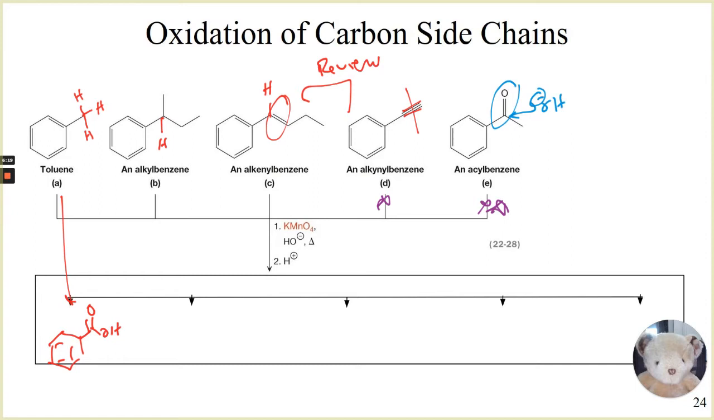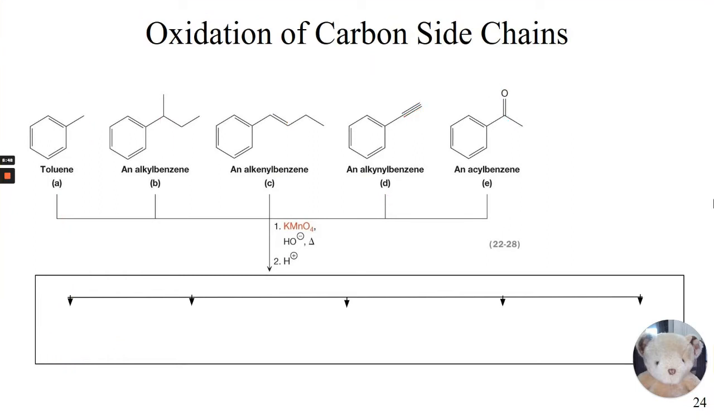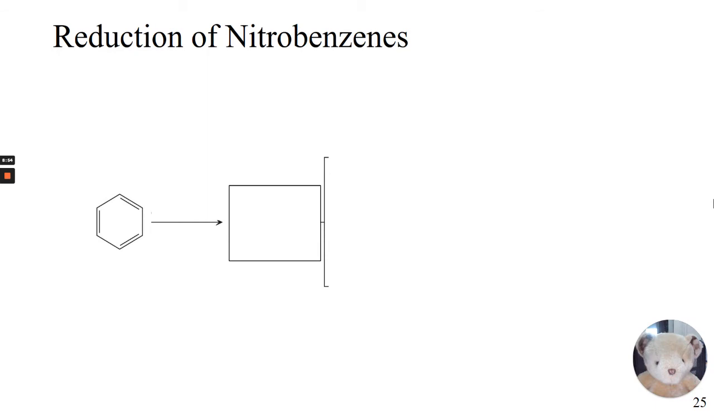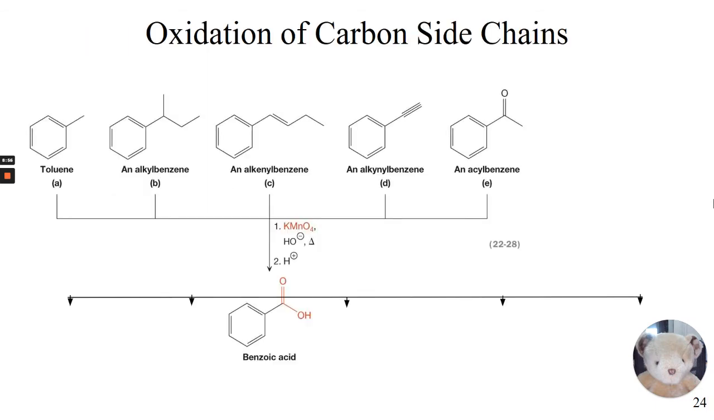So while this slide may make it look like we get a whole bunch of different products, it all boils down to, well, that line was supposed to disappear, that's fine. We get our benzoic acid in all of these cases. Okay? So toluene, or A, B, and E are kind of new. C and D are really just review, because those are just looking at the standard oxidative cleavage. Okay?